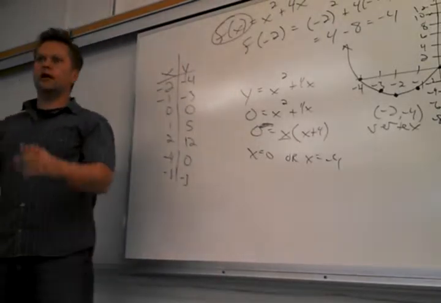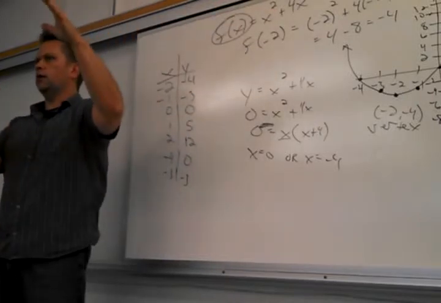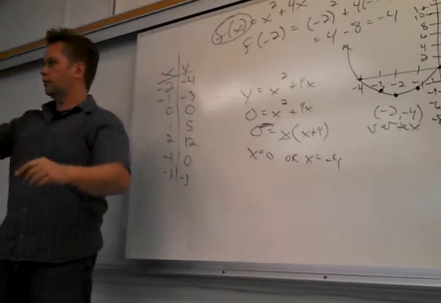All right. So parabola: if the highest power in the function is x squared, it's going to look like a parabola. It's going to be opening up or it's going to be opening down.